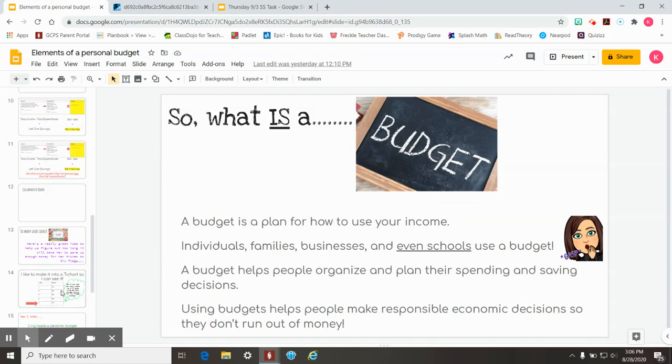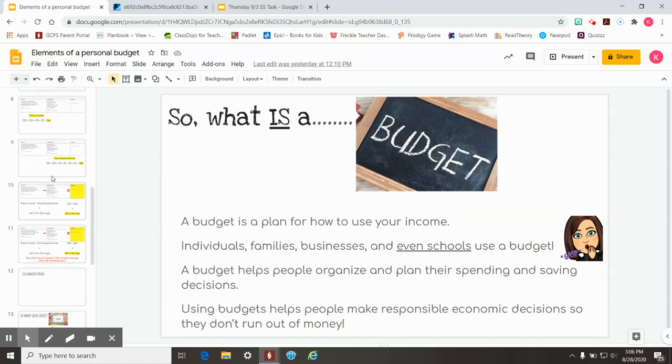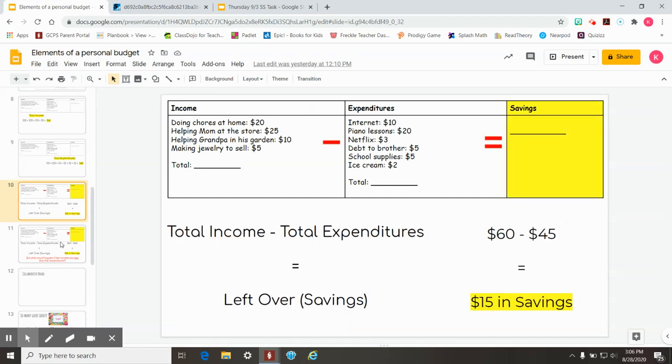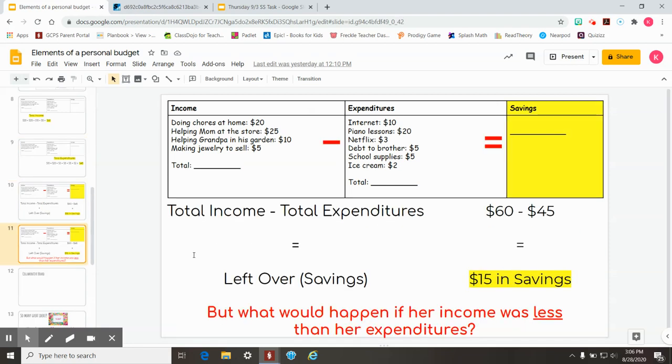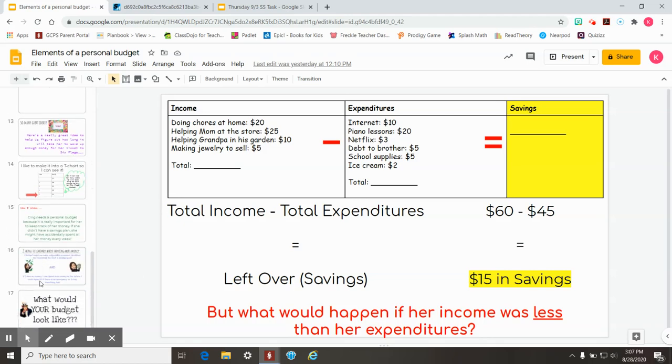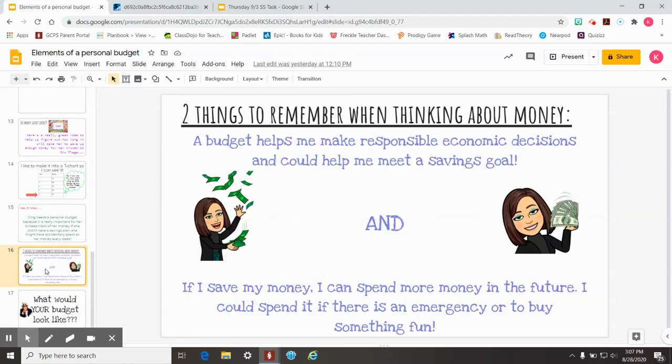If you can remember from yesterday, we went through how to budget and how to save. And we also talked about how you want to make sure that your income is always more than your expenditures. If you are spending more than what you make, you are going to be in the negative. So you always want to have more money coming in than what you are spending. And it's always good to have the leftover money after your expenses are paid for to use in your savings. Okay? So we are going to look at that today.